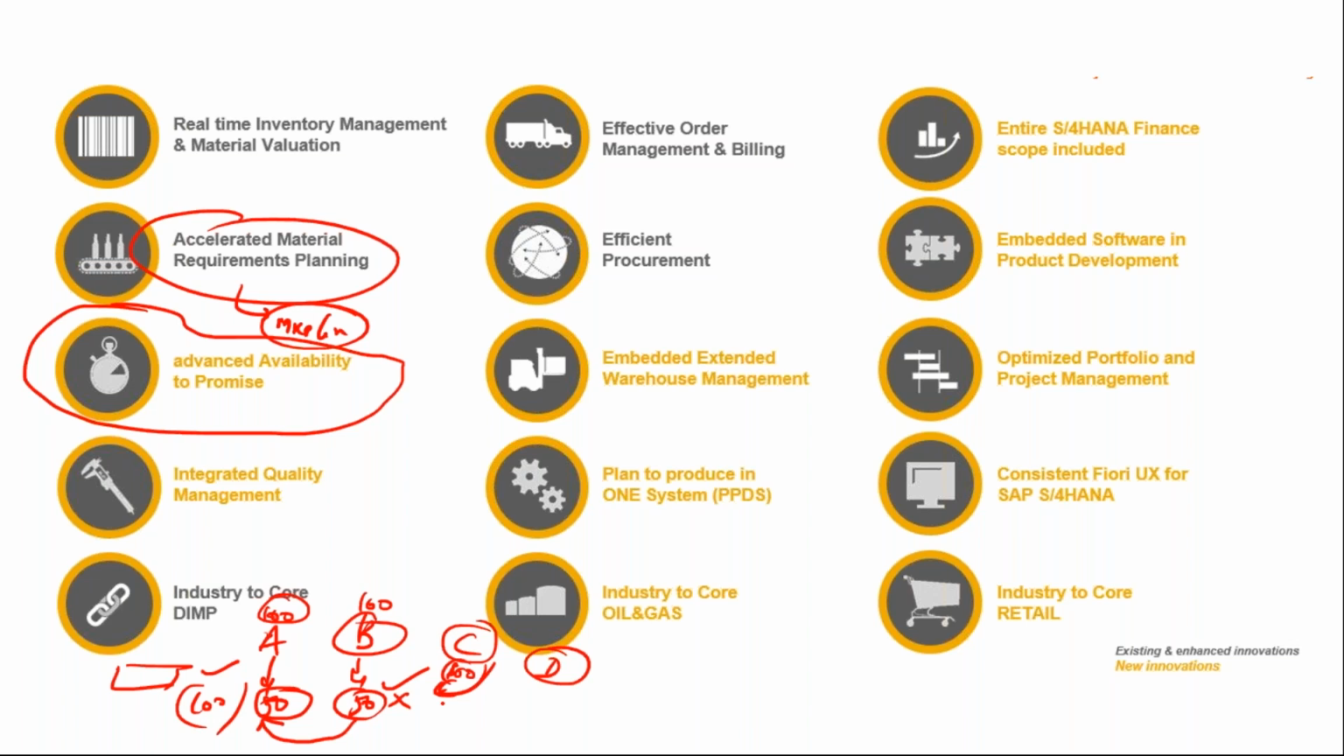Then coming to embedded extended warehouse management. Previously it was called EWM. EWM was basically a separate box, and ECC used to speak to the EWM box through your RFCs and CIFs, right? When it comes to embedded EWM, they have integrated the EWM into one single box now.